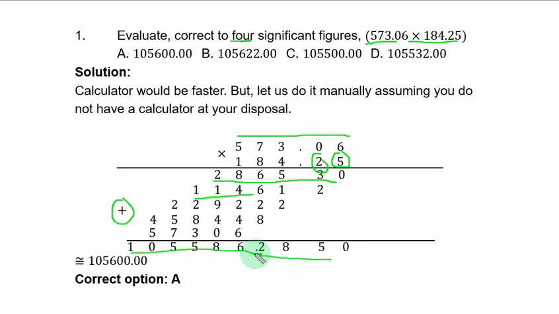To 4SF, it means the first 4 non-zero digits from left. We must consider 1055. The next number is 8, and it's more than 5. You round it up to 1, and you add it to 5. It becomes 1056. Every other digit becomes 0. By this, A is the correct option.